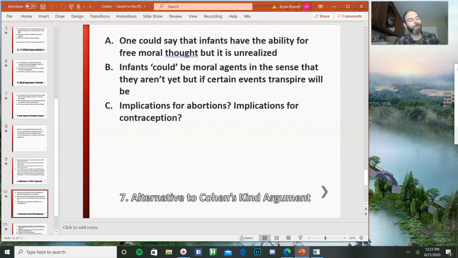A combination of this sperm and egg, though it doesn't yet have the capacity for free moral thought, could develop the capacity for free moral thought. So maybe that combination has the rights of a fully rational adult human being.